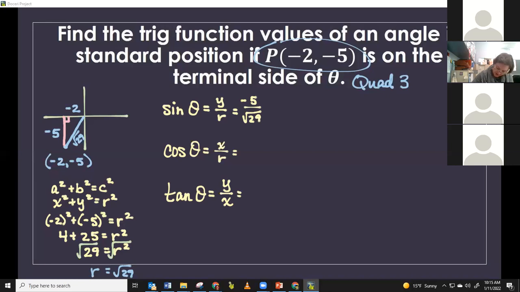We're going to need to rationalize that denominator. And so with a rationalized denominator, I would have -5 square root of 29 over 29. What would my sine value be?